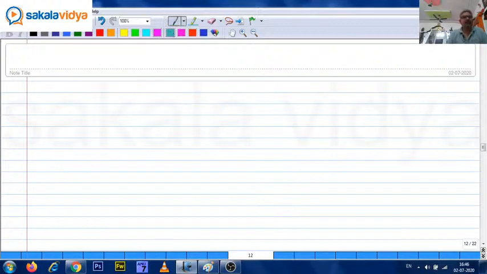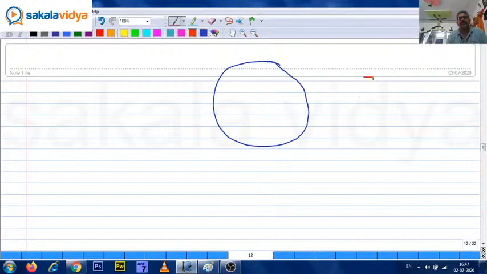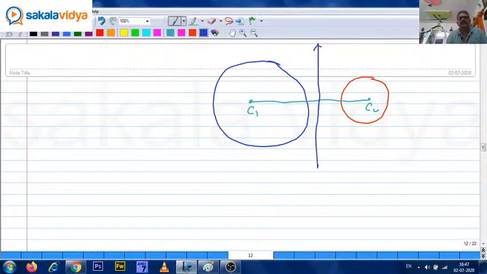One more thing you remember. See, this is the circle. Take another circle, for example, C1 and C2. This is called the radical axis.